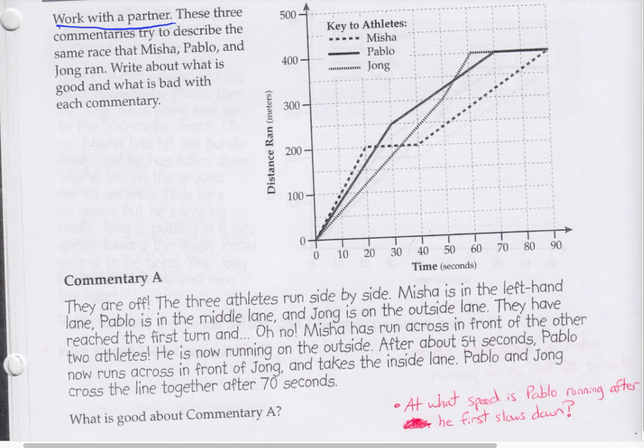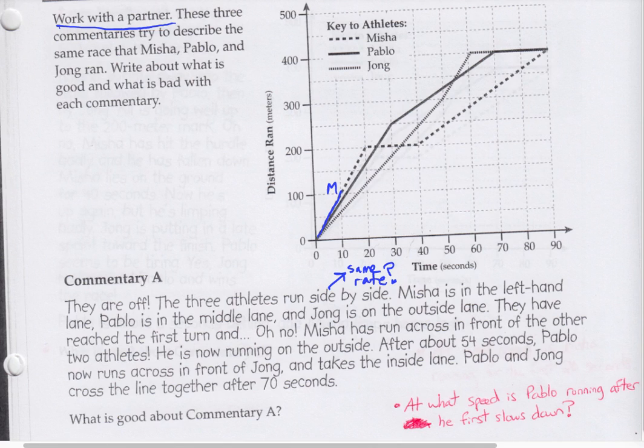They are off. Okay, that's just story. Let's see. The 3 athletes run side by side. So that would imply that they have the same rate or the same speed. So let's see, at the beginning, does it look like they're running side by side? No, I think someone's taking a clear lead. It looks like this dashed line, Zhang is in the lead. Yeah. And Pablo's in the middle, and, oh no, that's Misha.